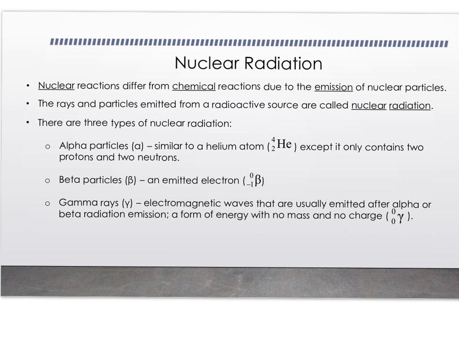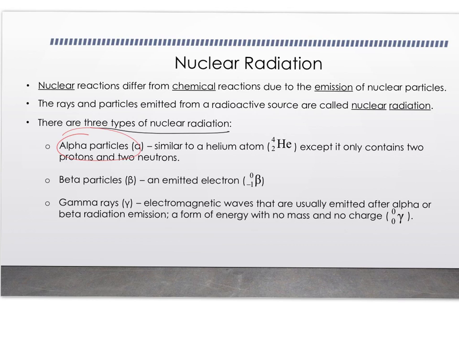When nuclei are unstable, they can undergo nuclear reactions to become more stable. Nuclear reactions differ from normal chemical reactions due to the emission of nuclear particles. The rays and the particles emitted from a radioactive source are called nuclear radiation. There are three types of nuclear radiation, and you should be able to identify all three particles. The first ones are known as alpha particles.